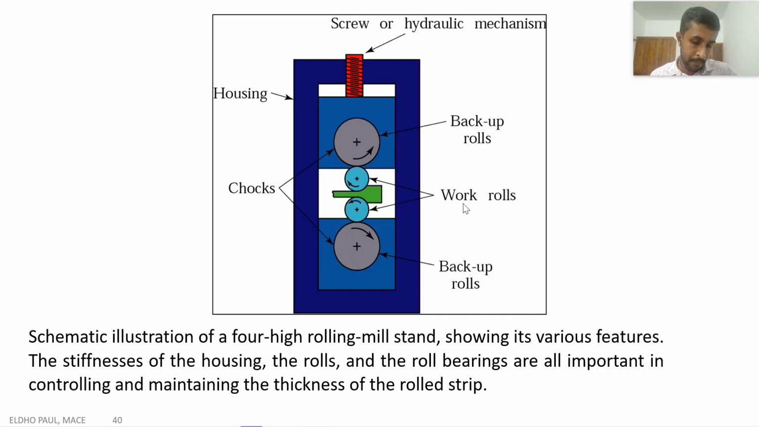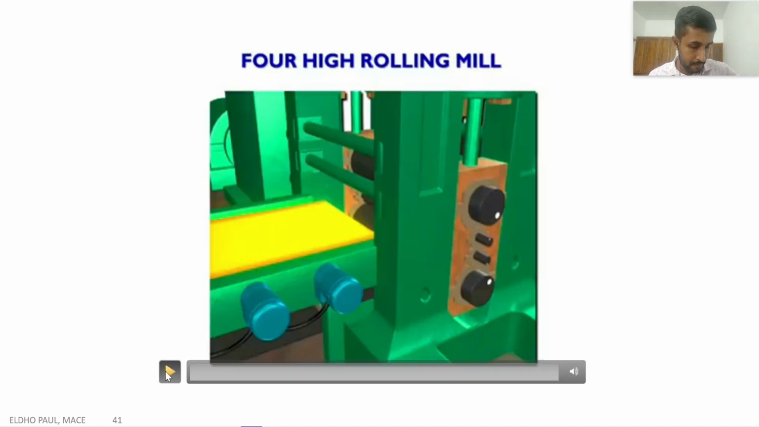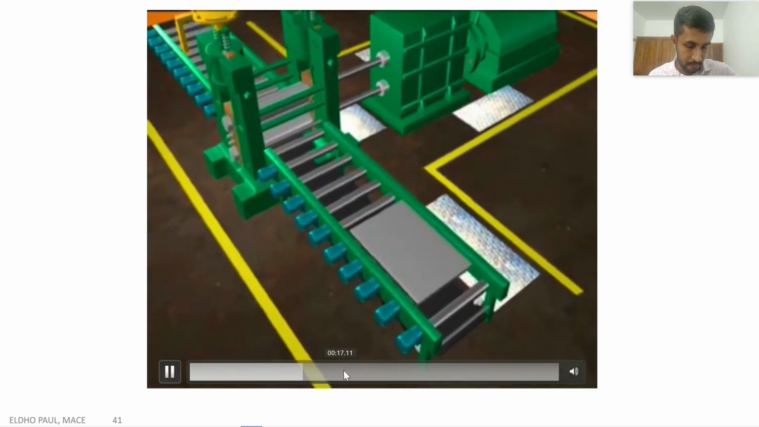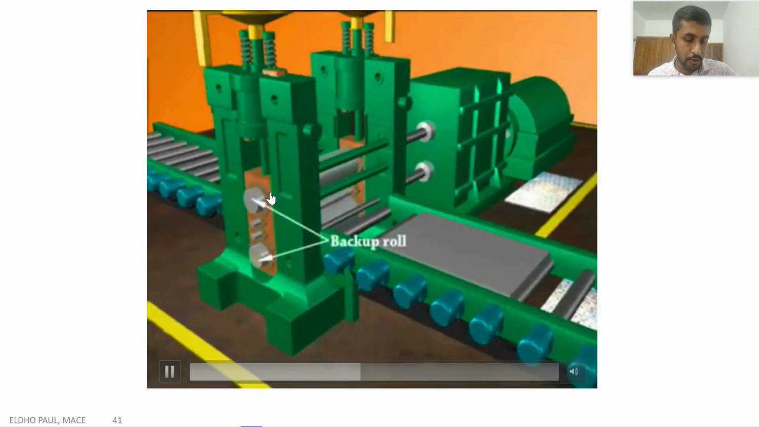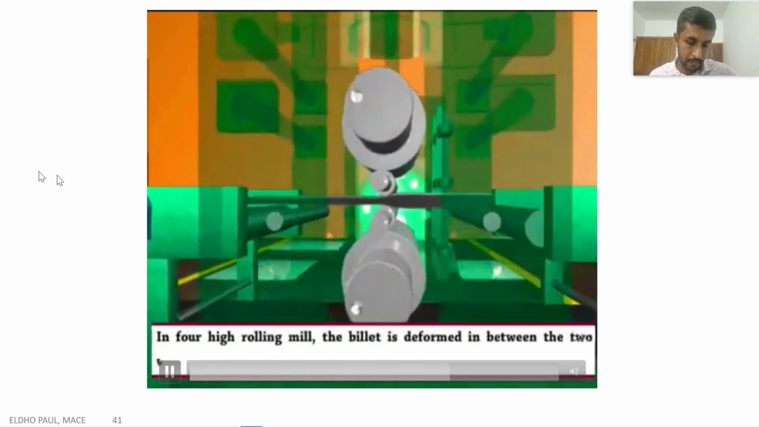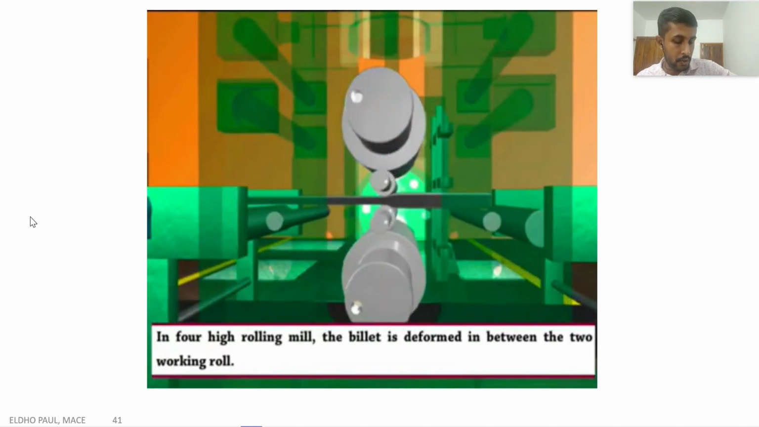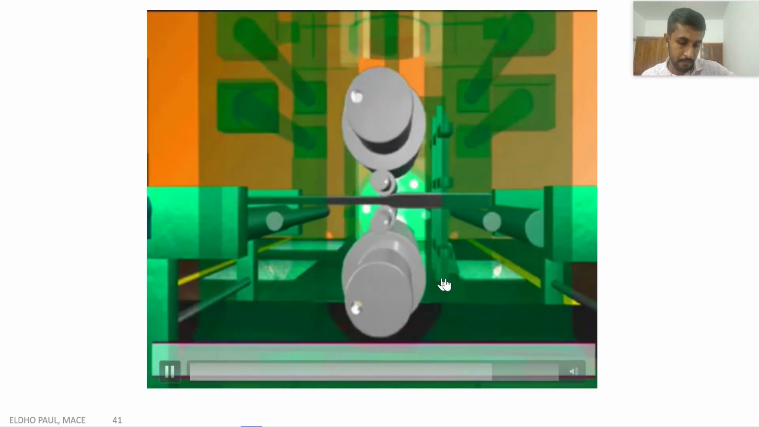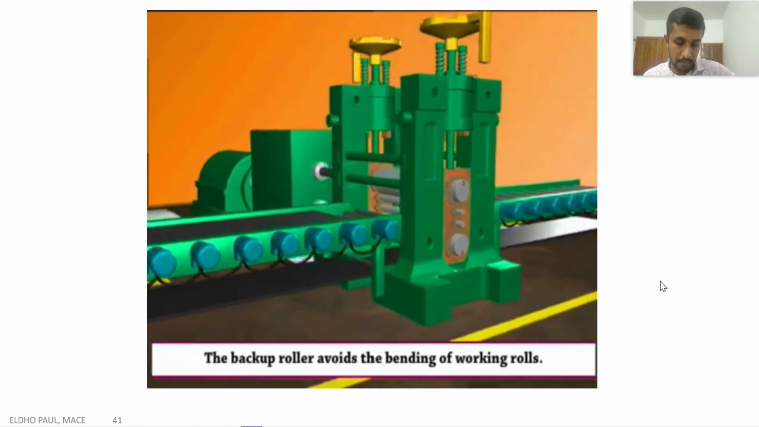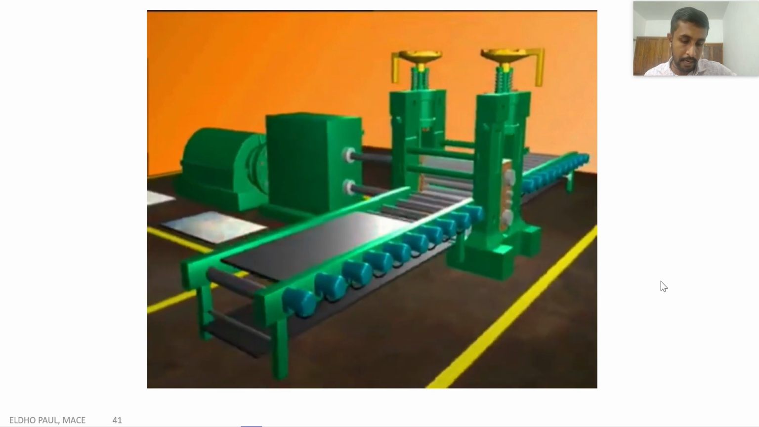And this is a video of a four high rolling mill. Let us see a simple backup roll. These are the two backup rolls supporting the working rolls. In a rolling mill, the billet is deformed in between the two working rolls. The backup roller, for the support of the working rollers, we use the backup roller.